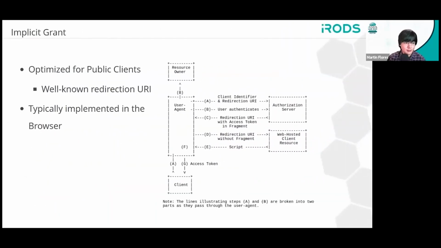Additionally, there's the implicit grant. This one is particularly optimized for public clients. Typically, they have a well-known redirection URI, and with this type of grant, the client is typically implemented in the browser. So why we chose to not go with this grant, again, is that it's a bit more complex than another grant that we chose. It requires communication with the user agent, as well as this is more a browser-based flow, which for demo purposes, it'll be a bit awkward to implement such a thing.